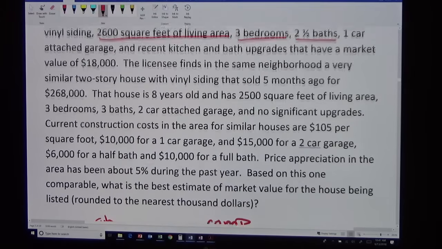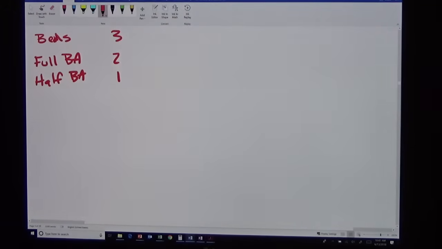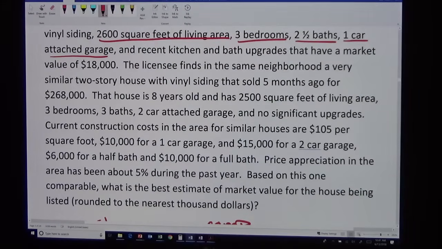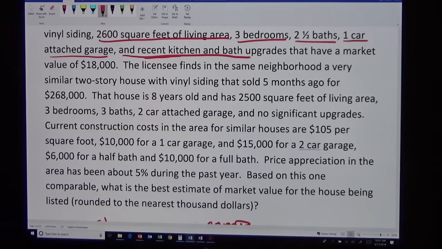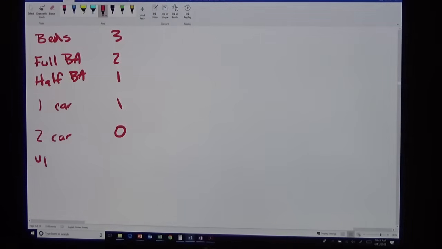What else do they tell us about this property? It's a 1-car garage. Okay, so 1-car garage. With garages, we do them the same way as bathrooms. We have 1-car garages and we have 2-car garages. Well, it has one car and it has no 2-car garage. So we dealt with that. And then finally, recent kitchen and bath upgrades that have a market value of $18,000. So I'm just going to put upgrades.